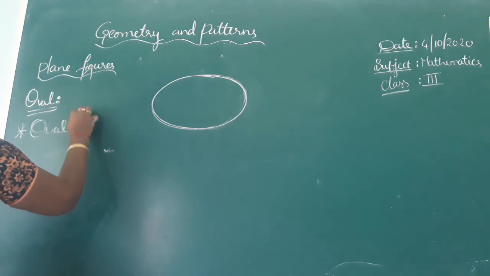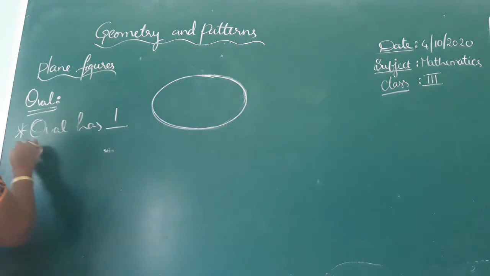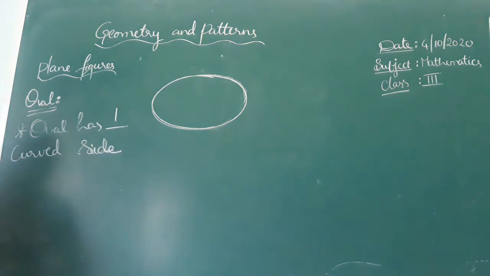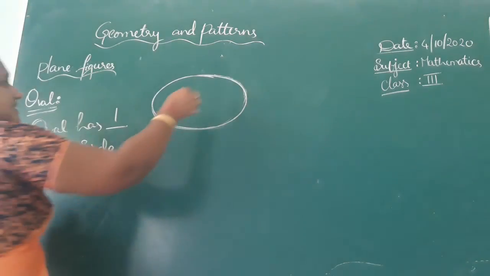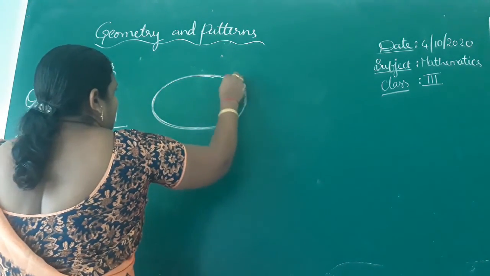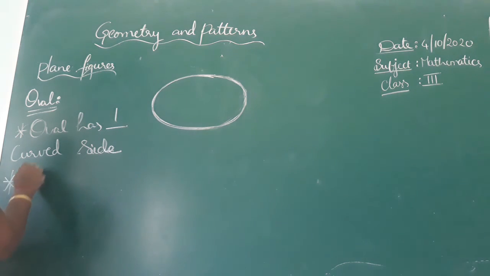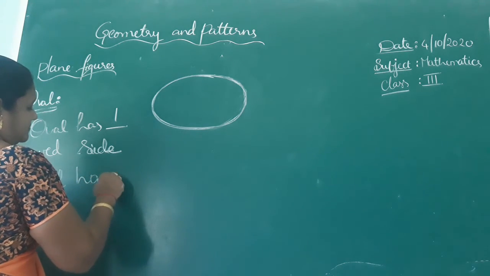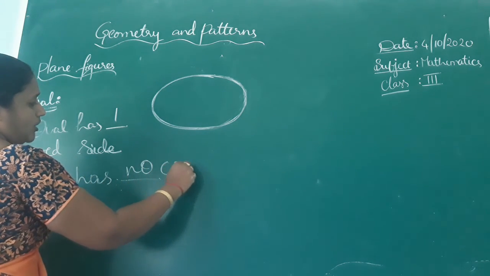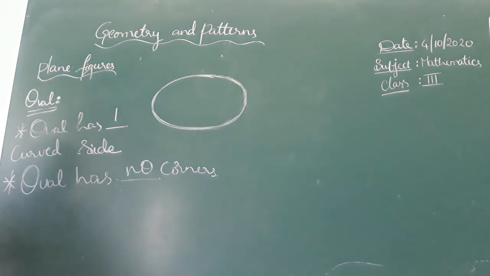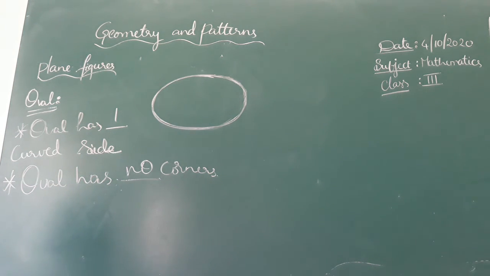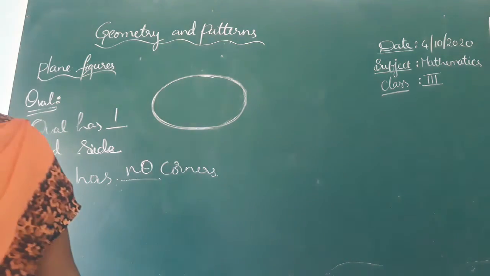Oval has one curved side, like a circle. It also has one curved side like this. Okay, next, you can see the corners for an oval. Oval has no corners. We cannot find corners for a circle and an oval. It has one curved side like a circle, and the oval has no corners.